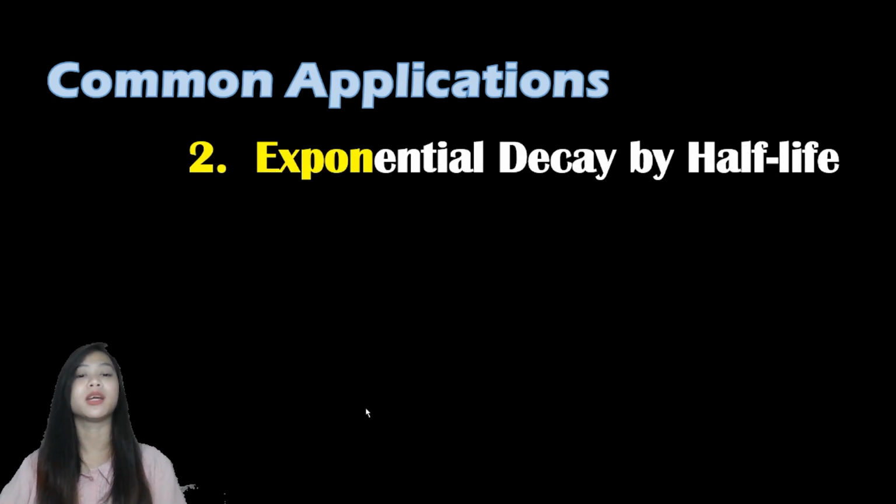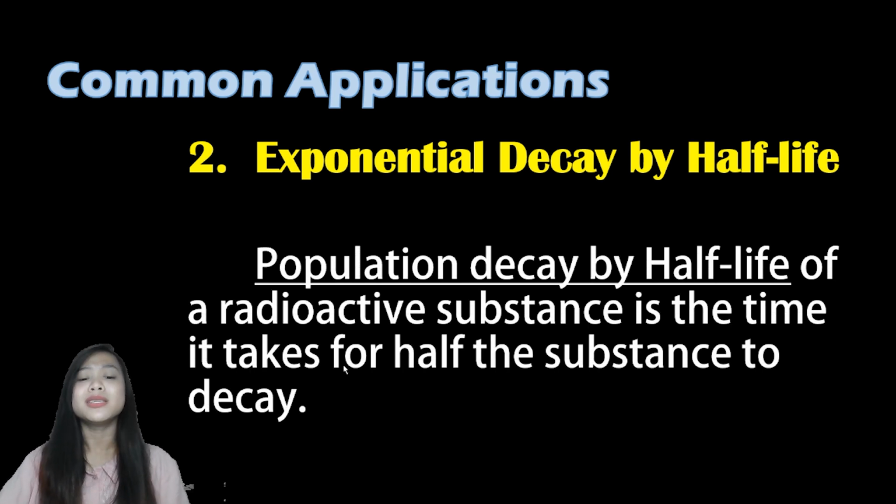So for the second common application, we have exponential decay by half-life. Decay by half-life, what does that mean? Population decay by half-life of a radioactive substance is the time it takes for half the substance to decay, meaning the whole substance population will be reduced by half at a certain time. That is the half-life. So how are we going to apply this in an exponential function?